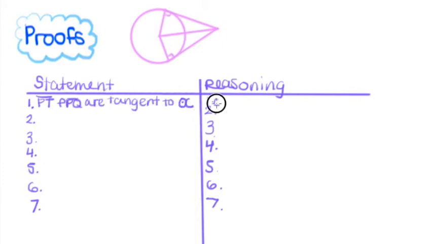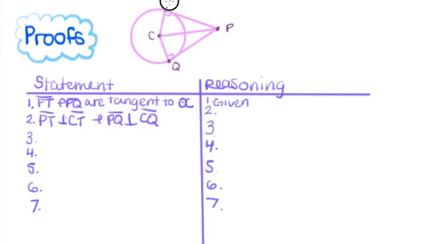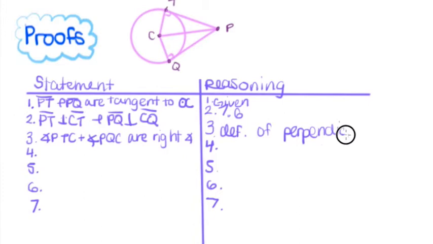PT is perpendicular to CT and PQ is perpendicular to CQ because a tangent to a circle is perpendicular to the radius drawn to the point of tangency. Next, angle PTC and angle PQC are both right angles, which is the definition of perpendicular lines. CT is congruent to CQ because all radii of a circle are congruent.